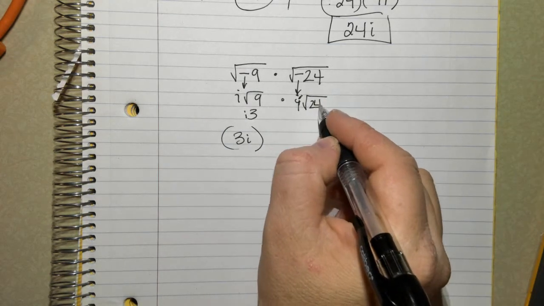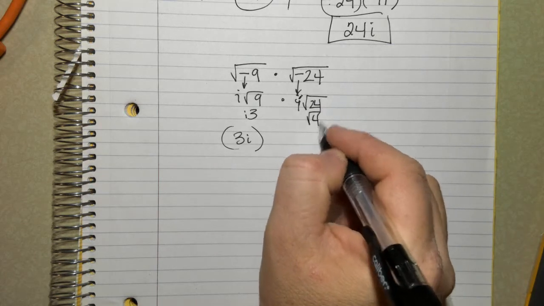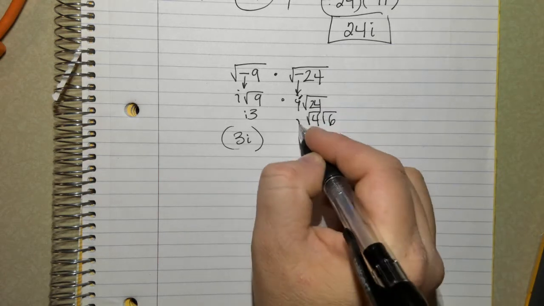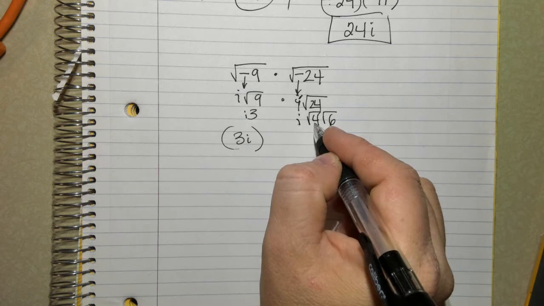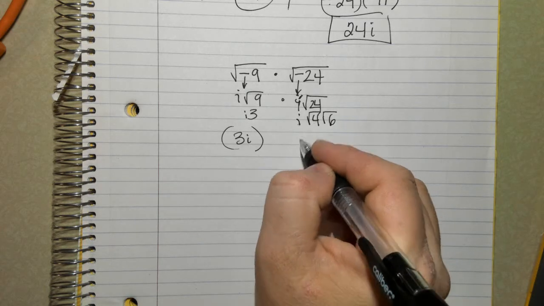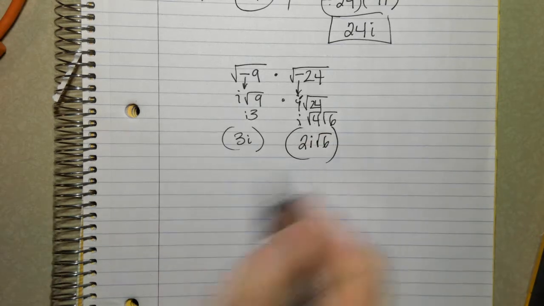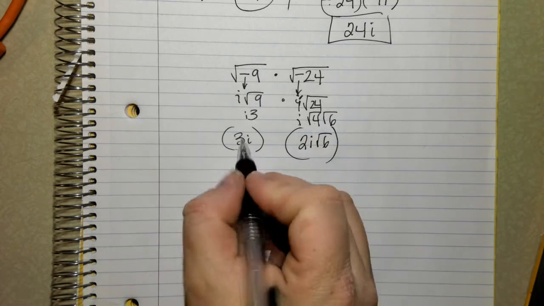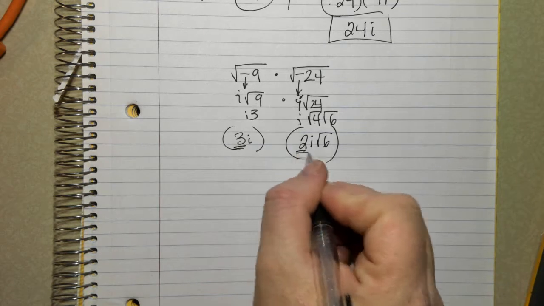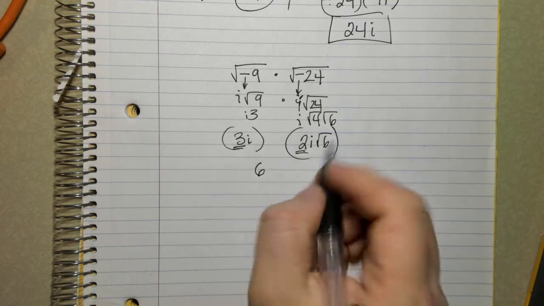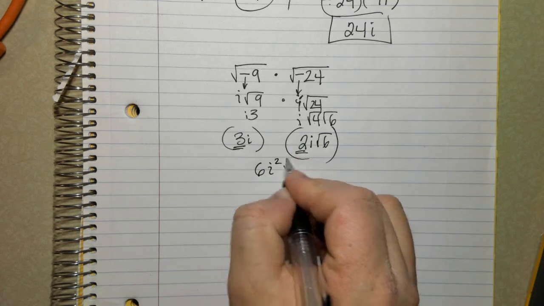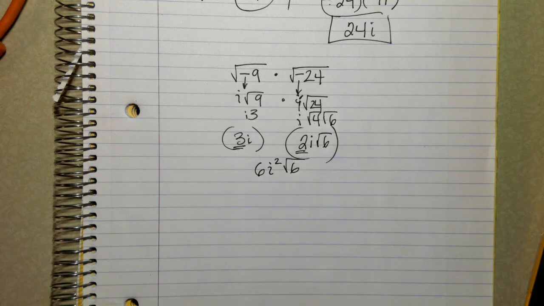Now I know the square root of 24 breaks into 4 times 6. So I have i times the square root of 4 times the square root of 6. The square root of 4 is 2. Bring down the i. Times the square root of 6. How do I multiply these two groups? We're going to multiply the like terms. 3 times 2 is 6. I have 2 i's times the square root of 6.